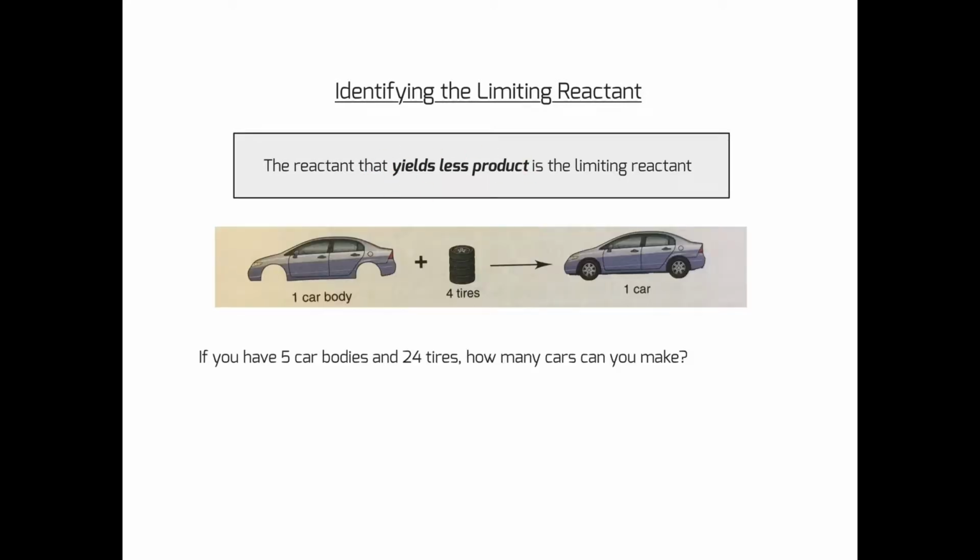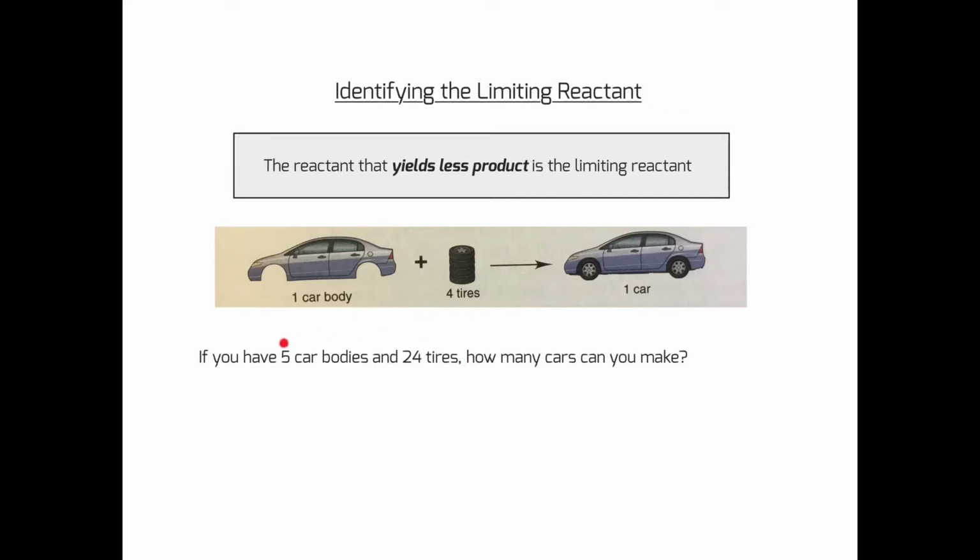So the question asks, if you have 5 car bodies and 24 tires, how many cars can you make? Now this might seem really easy, but I'm going to show you a way to solve this that will work for more complicated chemical reactions also. So what we're going to do is convert 5 car bodies to cars, and convert 24 tires to cars. And whichever one of those yields less product is going to be our limiting reactant. In other words, whichever one of these makes fewer cars is going to be our limiting reactant.